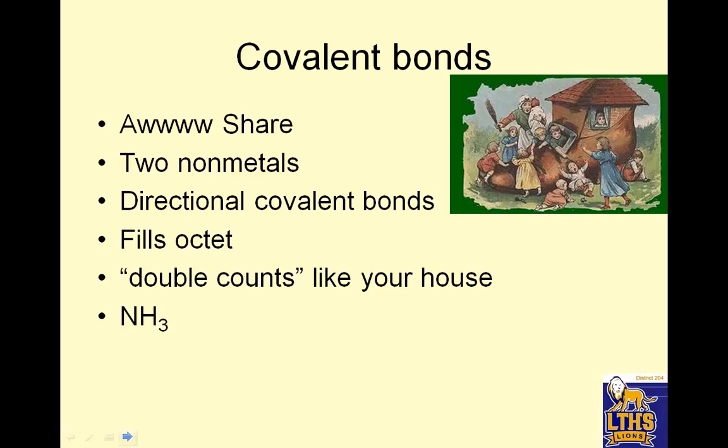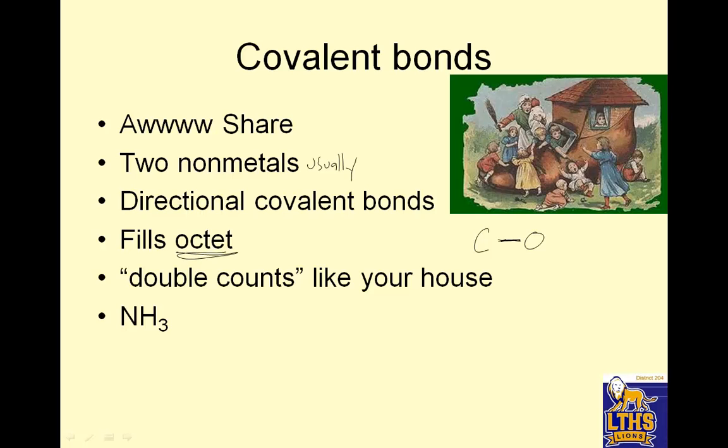All right, covalent bonds. Oh, share. Covalent bonds are between two nonmetals usually. Every once in a while there's a metal and a nonmetal, but typically it's not. They are directional covalent bonds. So for example, if I have carbon to oxygen, they share right here. They do not do like metals do and have electrons that are shared all over the place. They share specifically with two atoms. It fills the octet through sharing.